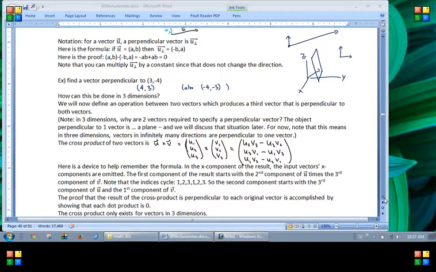Another important comment. Cross product only exists for vectors in 3 dimensions. This is only defined for 3-dimensional vectors.